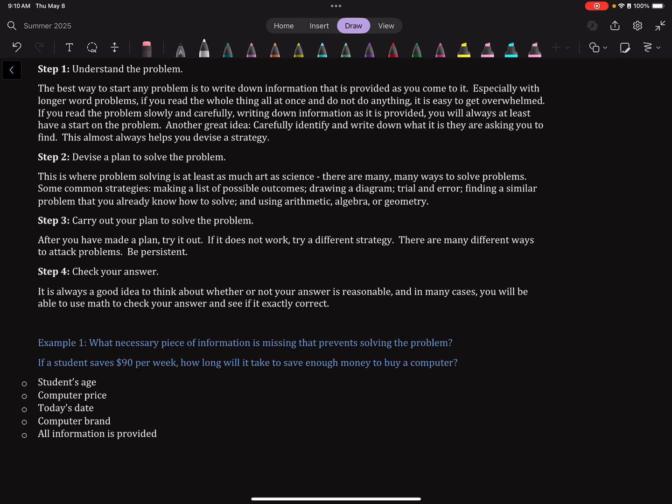Check your answer. It is always a good idea to think about whether or not your answer is reasonable, and in many cases you will be able to use math to check your answer and see if it is exactly correct. So what you need to do is make sure your answer makes sense. If it's a wild and outlandish answer and it doesn't really fit the problem, you might want to recheck some stuff.